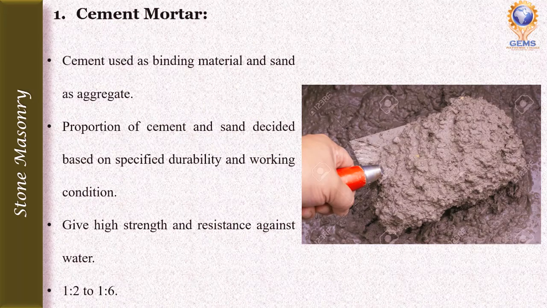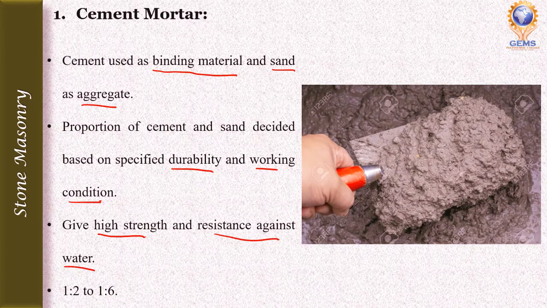Start with cement mortar. In this cement mortar, cement is used as a binding material and sand is used as an aggregate. The proportion of cement and sand is decided based on the specified durability and working condition. So the ratio of cement and sand depends upon the durability and the working condition. The cement mortar will give high strength and resistance against water.